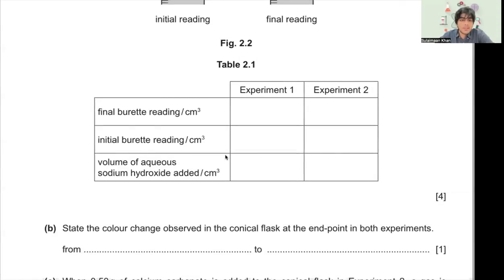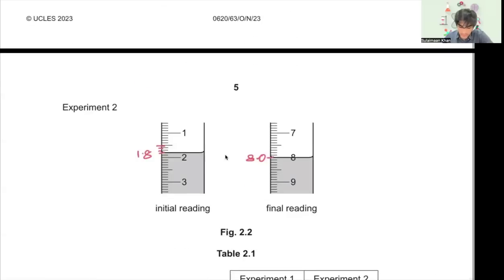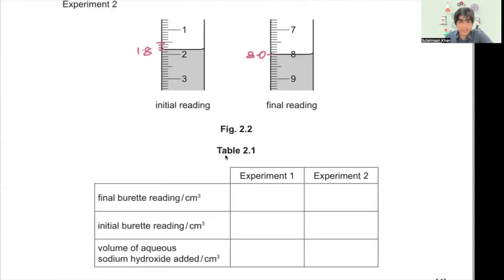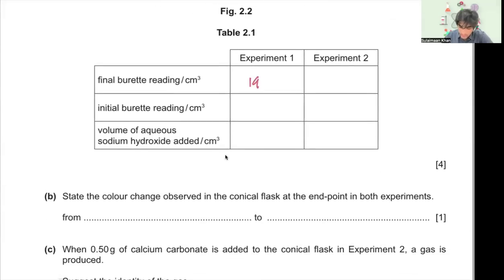Can you guys tell me the initial and the final reading? Yeah. 0.6 initially and 19.2 final. So 19.2 and 0.6. And in experiment 2, it's 1.8 initial and 8.0. Yeah. Rate of reaction, we're going to do it.